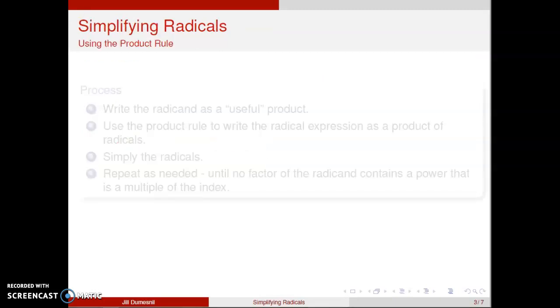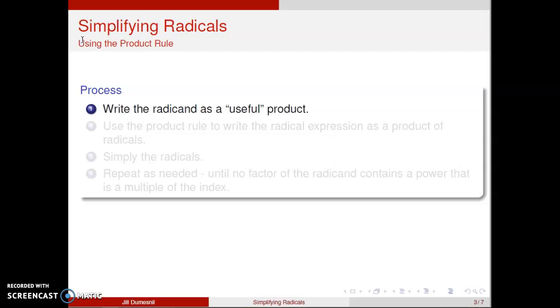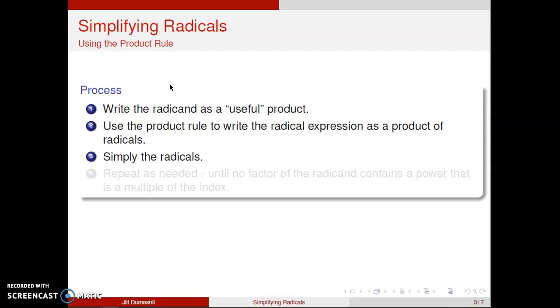We can summarize a general process for simplifying radicals using the product rule. First, write the radicand as a useful product. This may require some additional explanation shortly. Second, use the product rule to write the expression as a product of radicals. Next, simplify the radicals. And finally, repeat these steps as needed. That is, until no factor of the radicand contains a power that is a multiple of the index.